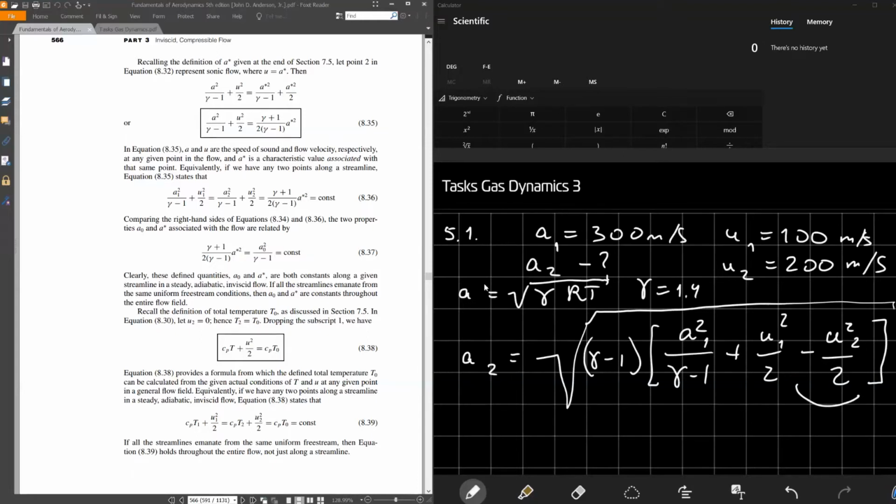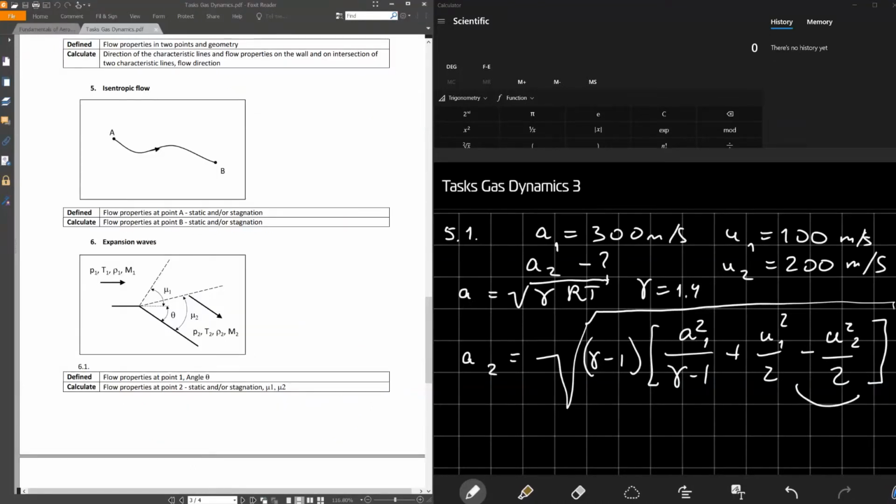In the same way you can solve not only from point 1 to point 2, but also from point B to point A. It is an absolutely reversible operation, right? And you can do it in any direction.